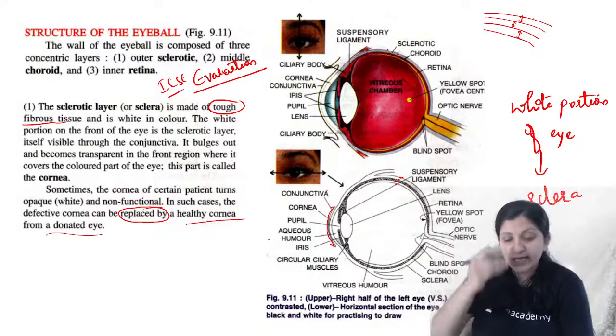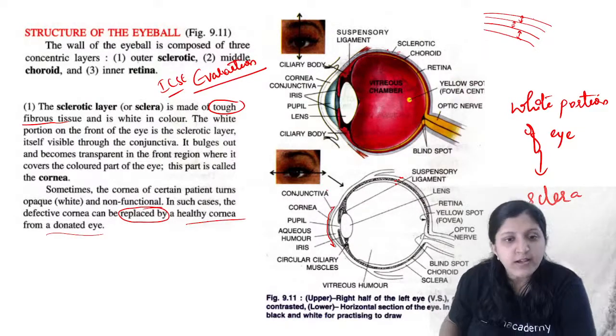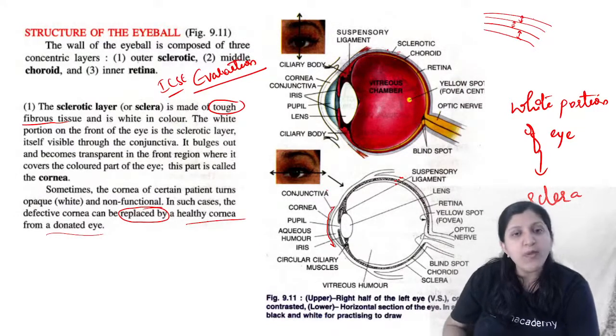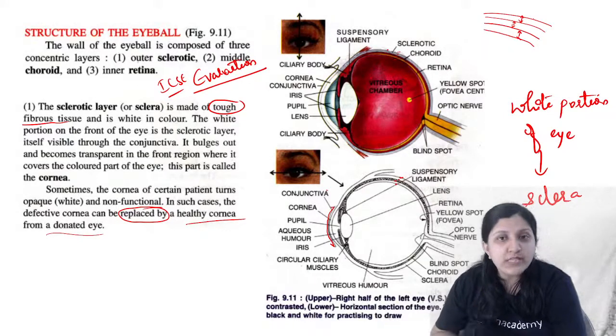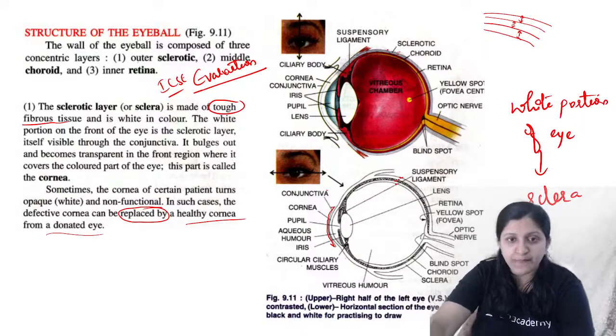So this is basically for donation. Usually eye donation is done after death, and from one single cornea itself many eyes can be corrected. So that can also be done.